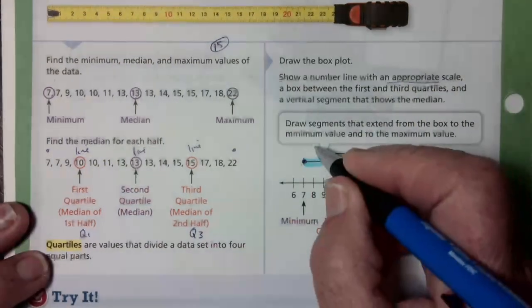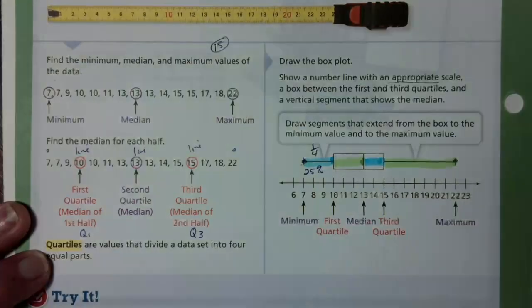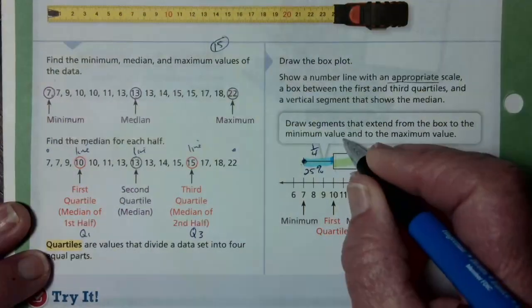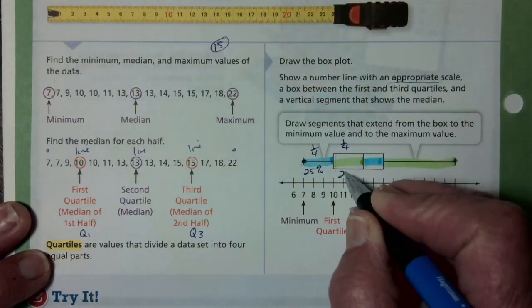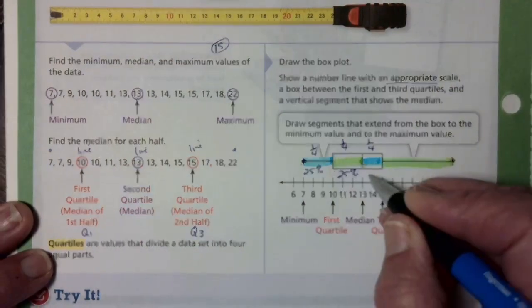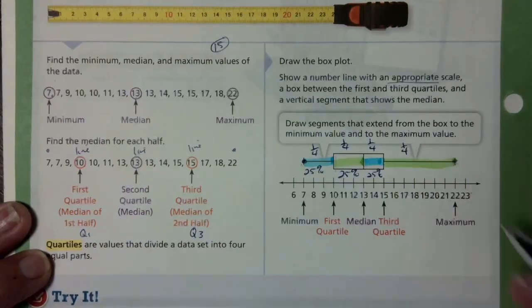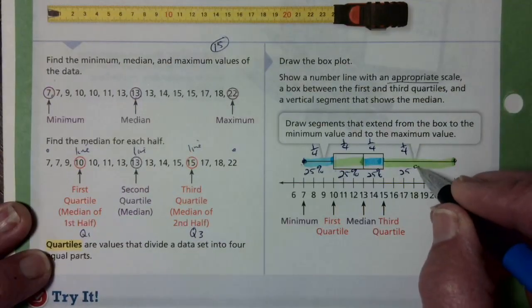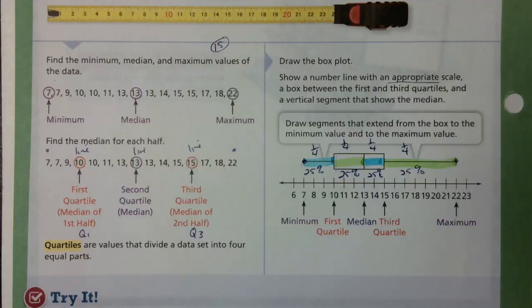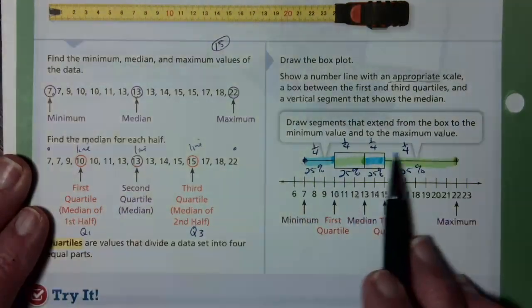So this is a fourth of your data, or 25%. This green is a fourth of your data, or another 25%. This is a fourth of your data, or another 25%. And this is a fourth of your data, and the last 25%. Notice the percents don't look equal, but we're talking pieces of data, so they are equal. Now this adds up to 100%. This adds up to 4/4.